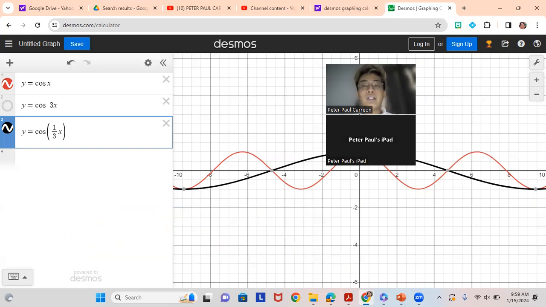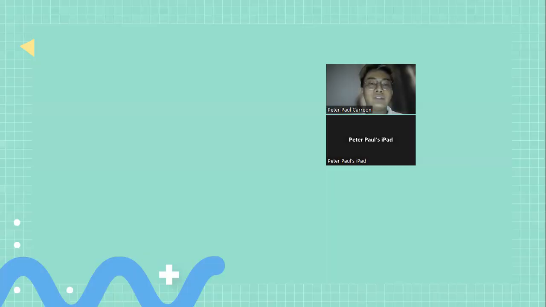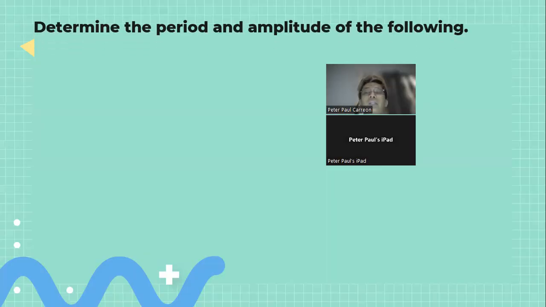So, ganyan tayo mag-interpret ng function. Mag-example tayo. Determine the period and the amplitude of the following. Y is equal to 2 sine x. No?